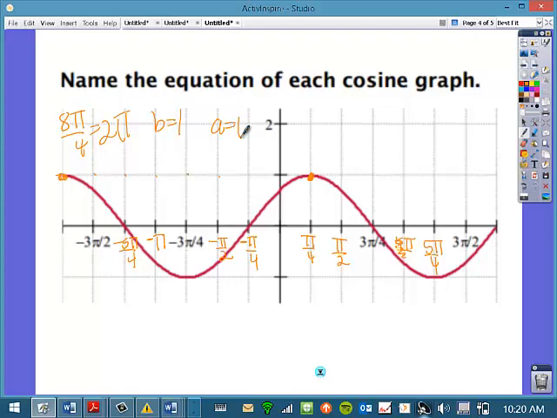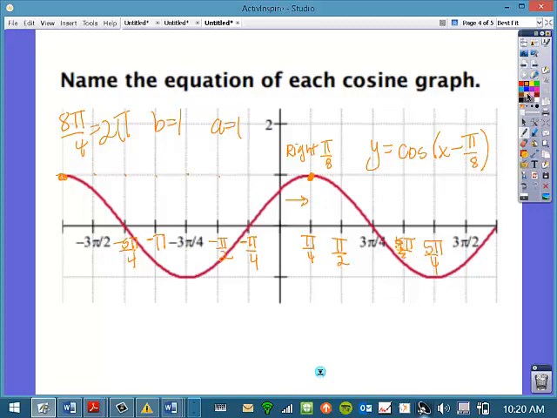But I did shift this function to, you can think of it as shifting this to the right pi over 8, I think that's probably the easiest way. Shifting to the right pi over 8, so this would be y equals cosine of x minus pi over 8.